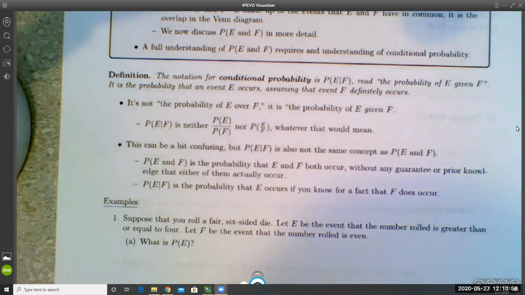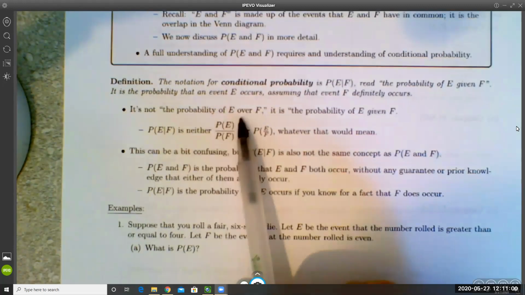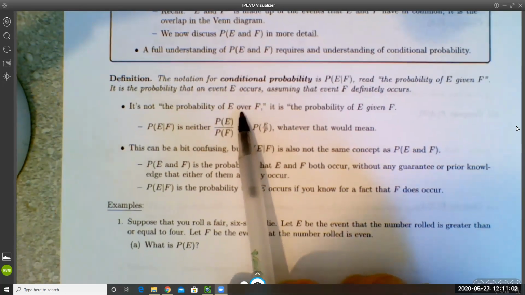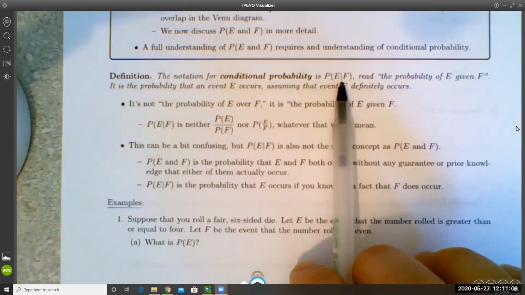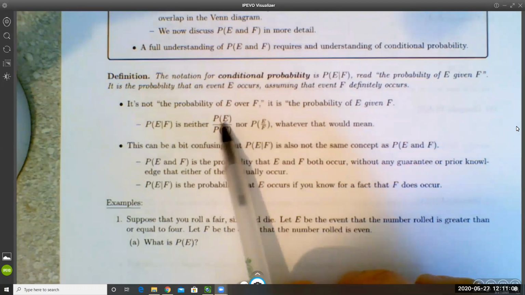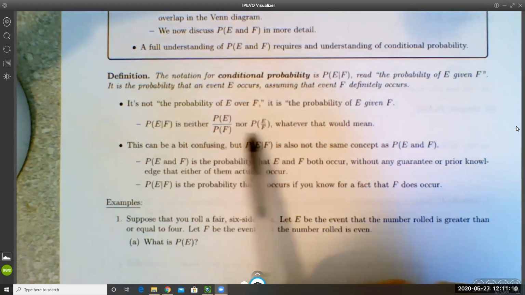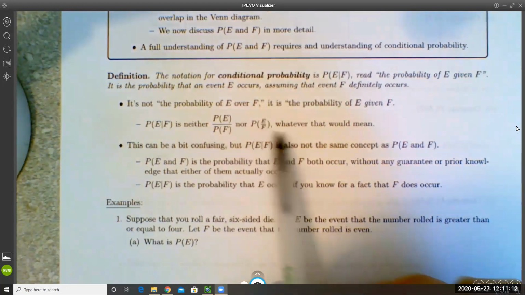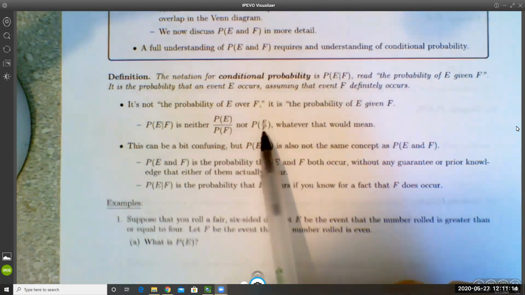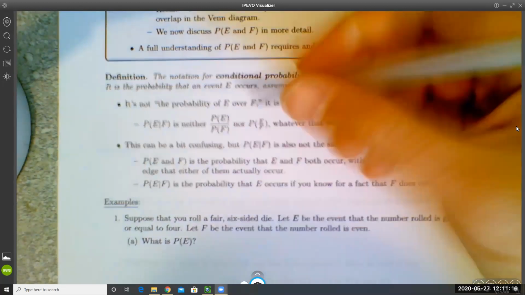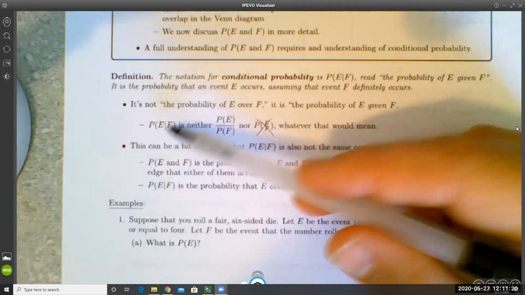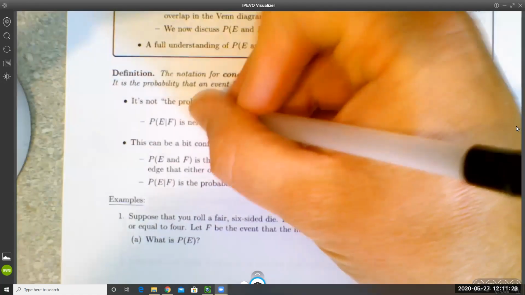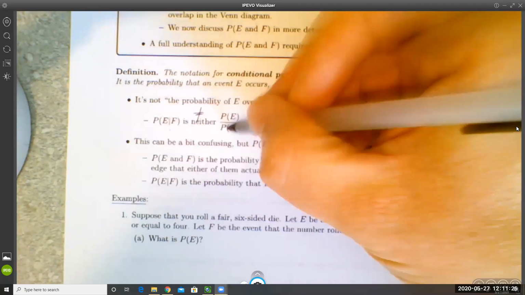Whatever you do, do not think of this as the probability of E over F, okay? That's not what that vertical line means. It's not a fraction bar. So it's not like probability of E divided by probability of F, or probability of E over F, whatever that would mean, right? This is total nonsense. There's no equality between this and that, okay?